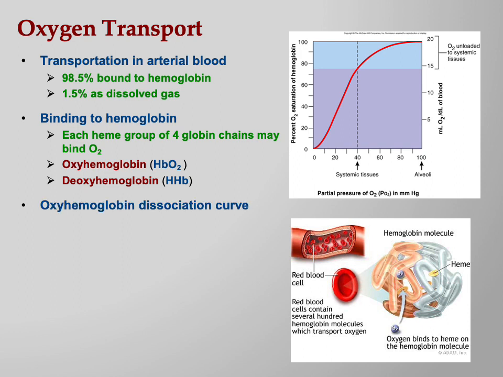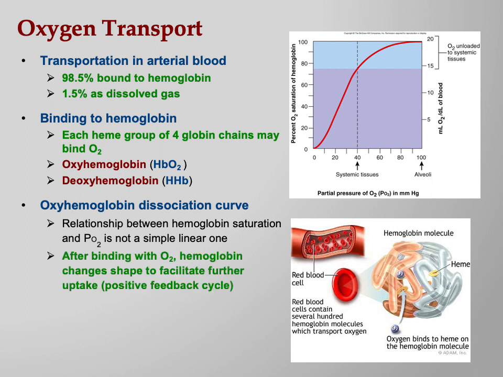So notice in oxyhemoglobin, oxygen is bound to the hemoglobin, and in deoxyhemoglobin, hydrogen is bound to the hemoglobin. Then the oxyhemoglobin dissociation curve, all right? The relationship between hemoglobin saturation and PO2 is not a simple linear one. After binding with oxygen, hemoglobin changes shape to facilitate further uptake. Once you bind one oxygen to hemoglobin, it becomes more receptive to binding another one, and then more receptive to the third and the fourth. So hemoglobin actually sort of sucks oxygen onto it. The more oxygen on the hemoglobin, the easier it is to get more on, okay?